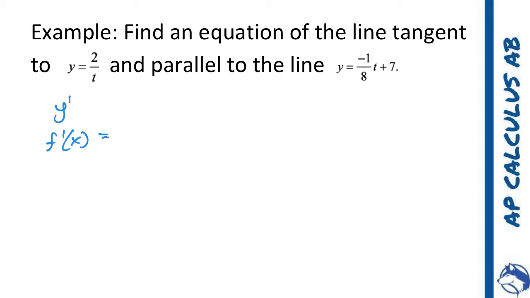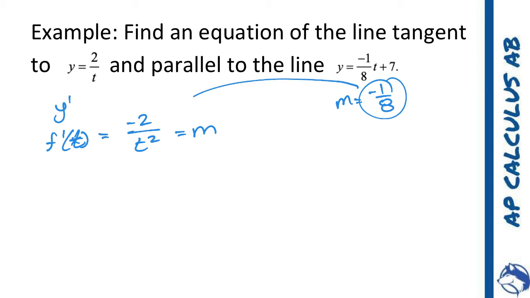They're all the same thing, but f prime of, well, it really would be t because t is the variable, but f prime of t is equal to negative 2 over t squared. And I know that this is the slope at any of my points, so that has to be equal to my m. Well, in order for them to be parallel, they have to have the same slope. So what I'm going to do is take that negative 1 over 8 and plug it in right here. So negative 2 over t squared is equal to negative 1 over 8.